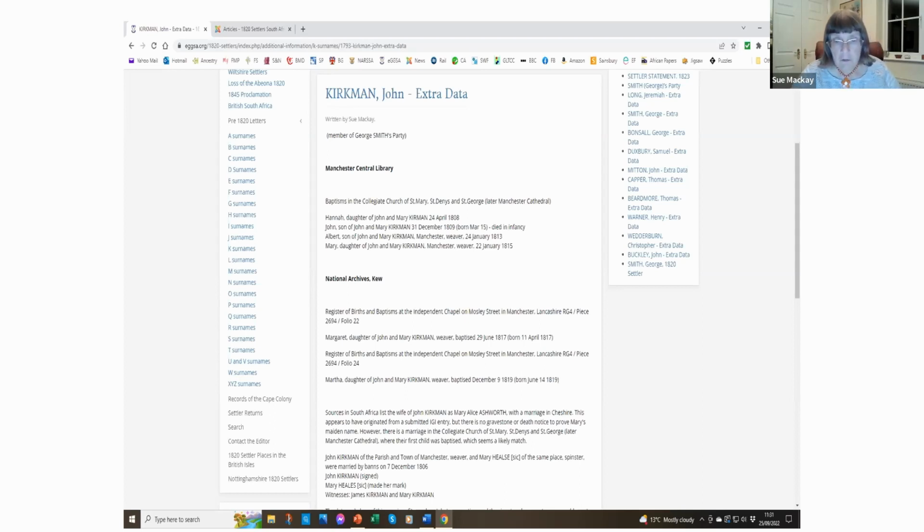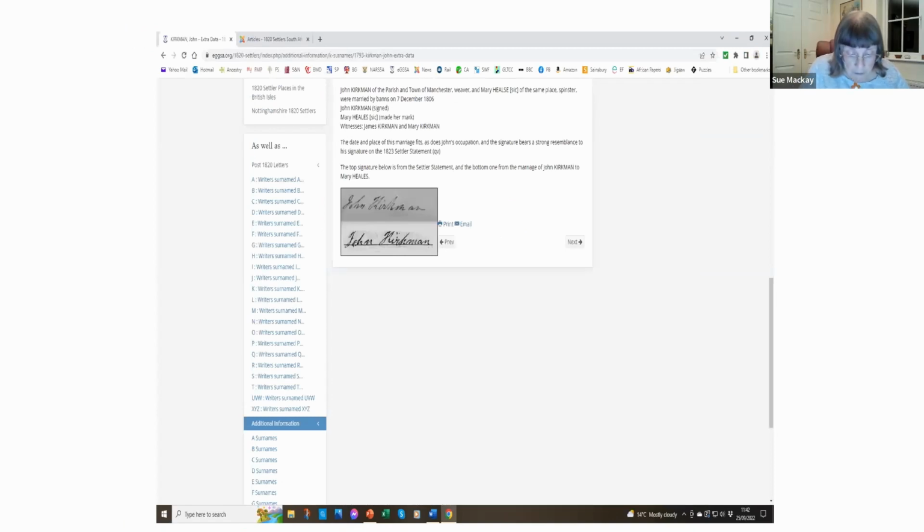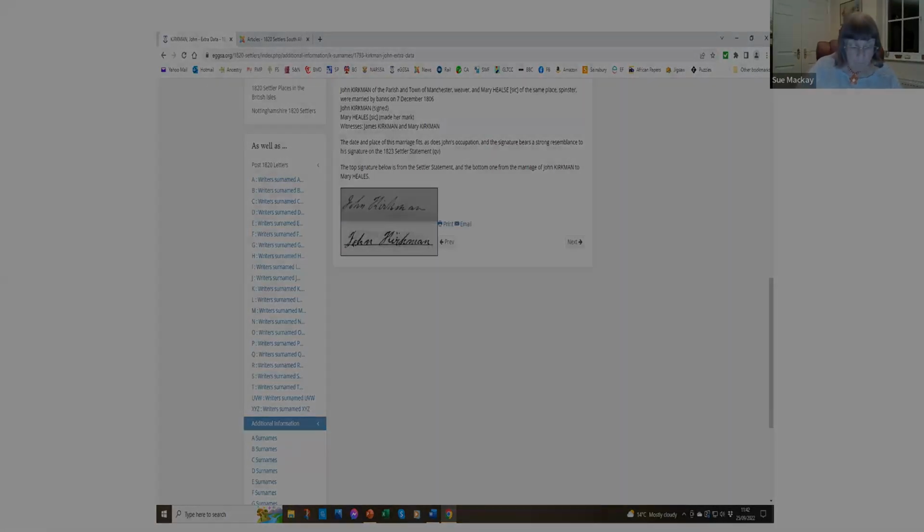I consulted with the late Peter Kirkman, and together we decided that I was correct in my assumption, especially as Peter consulted a handwriting expert and compared the signature of John Kirkman on the Manchester marriage to Mary Heels with John's signature on the 1823 settler statement, which I'd transcribed as part of the settler correspondence.